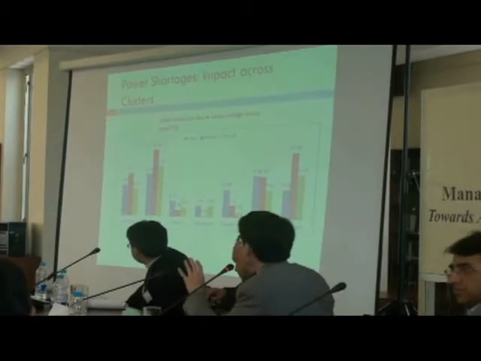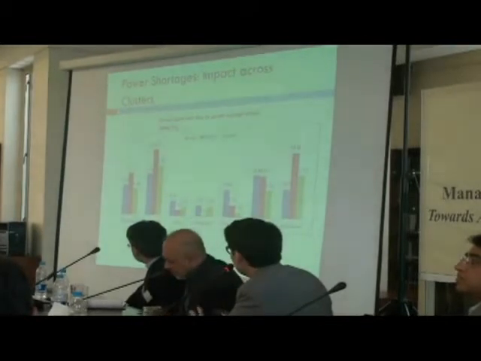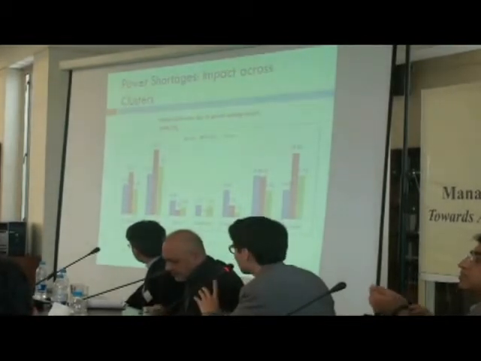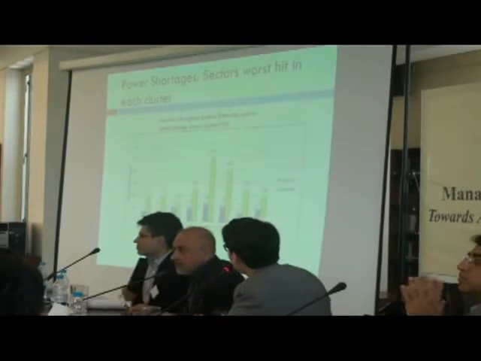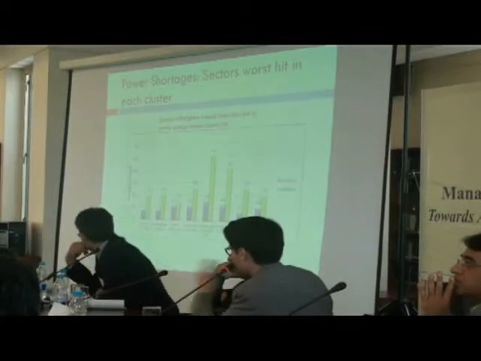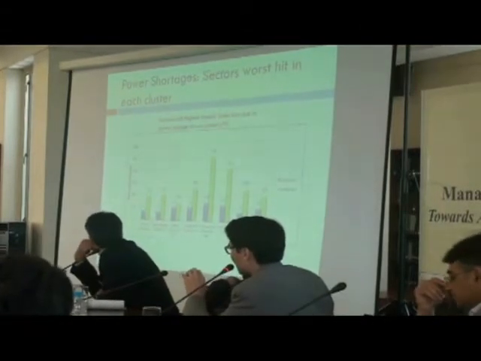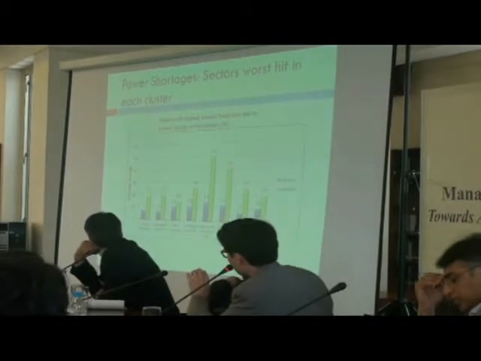So Gujranwala, Faisalabad, Wazirabad, Sialkot are clear outliers. Lahore, Rawalpindi, Sheikhupura are not that high. This is 2007. Now, what this does is this looks at within across clusters. This picks out the particular sector which is hurt the most, the industry which is hurt the most.